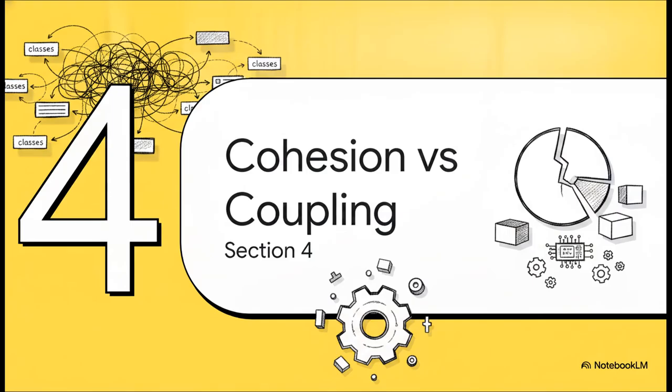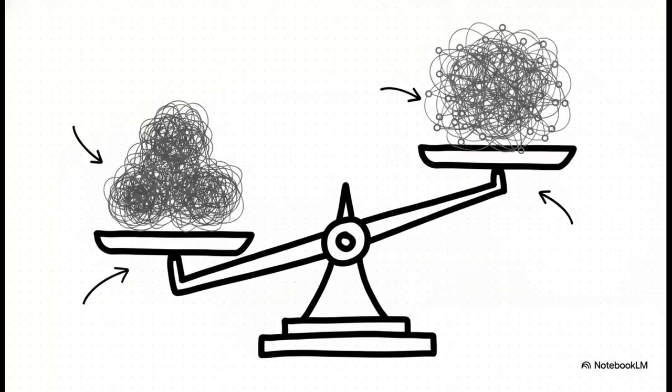Section 4. Balancing cohesion and coupling. But hey, before we go rushing off to split every single class in our codebase into a million tiny pieces, we really need to look under the hood at the architectural trade-offs. You are constantly balancing on a tightrope here.